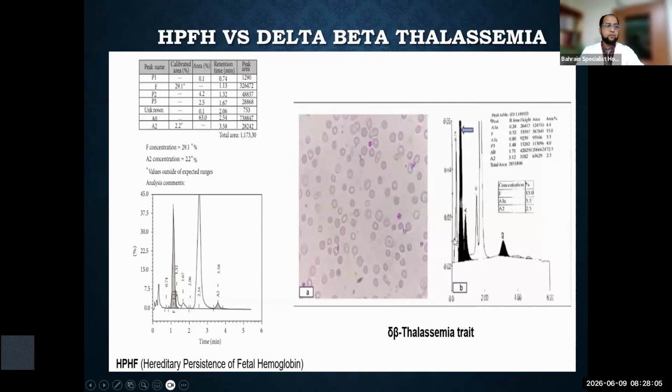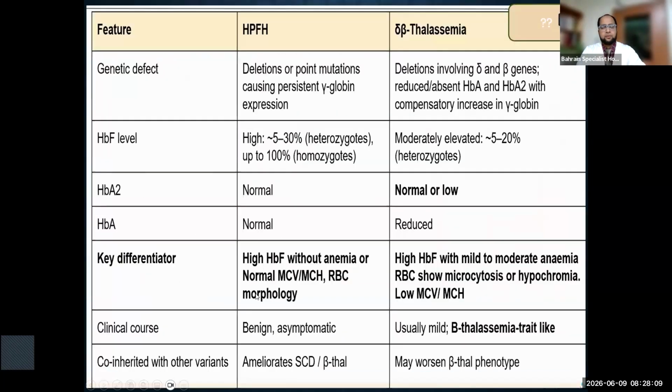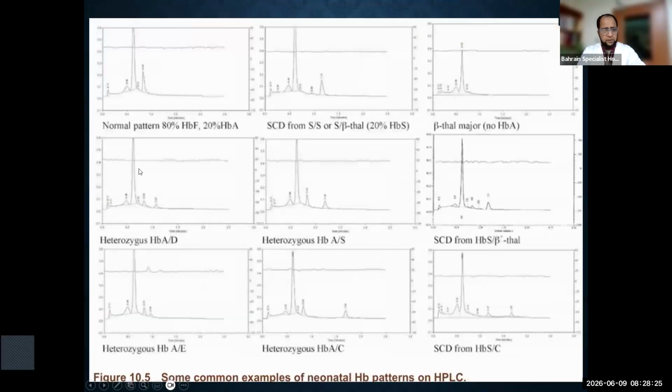One more thing to mention is that hereditary persistent fetal hemoglobin versus delta beta thalassemia cannot be differentiated in neonates, but in adults we have some soft clues to differentiate them. We need to correlate this with the clinical features of microcytic hypochromic anemia. In hereditary persistent fetal hemoglobin, there will be normocytic normochromic anemia, while in delta beta, there will be a microcytic hypochromic picture. And these are a few more patterns which we need to consider while reporting.